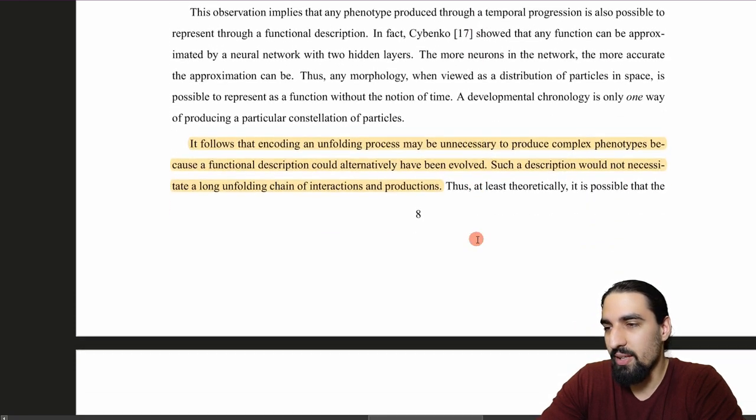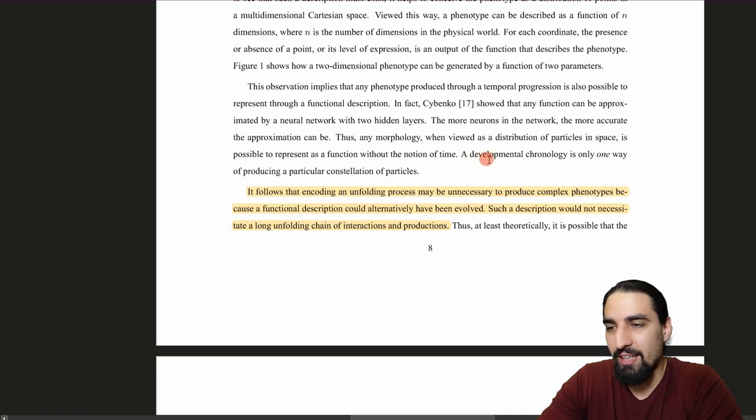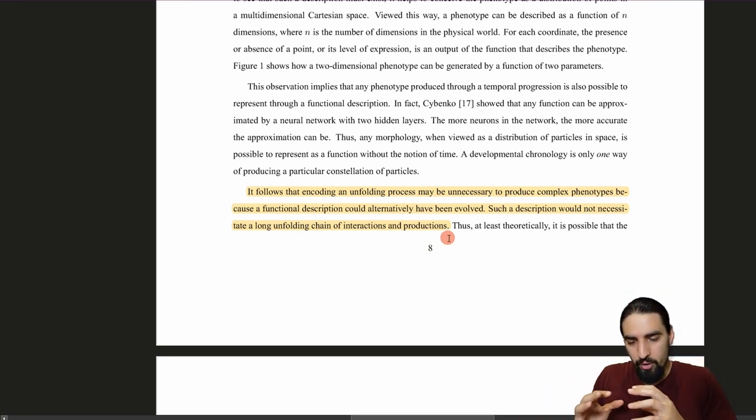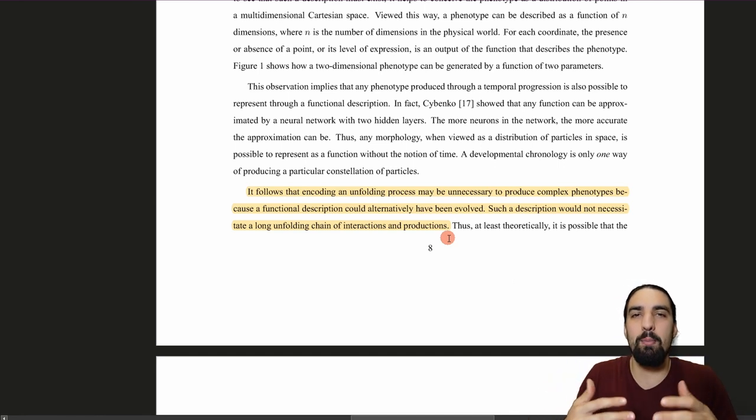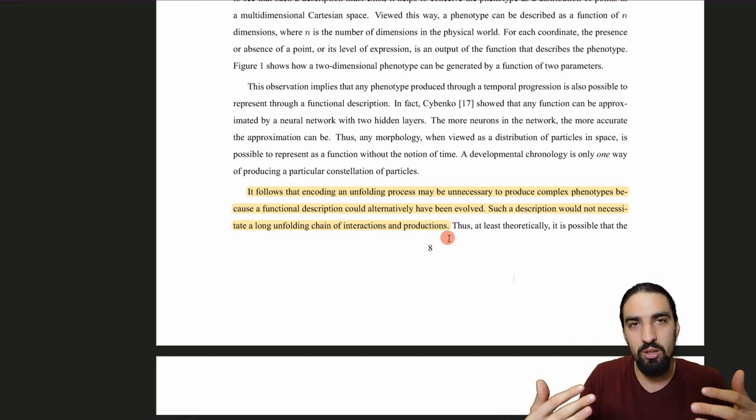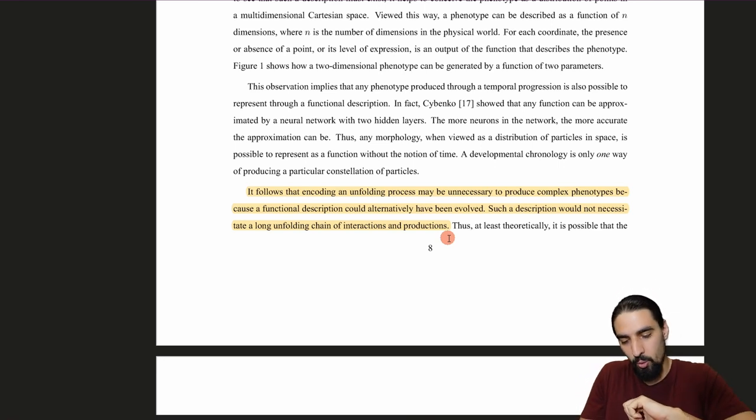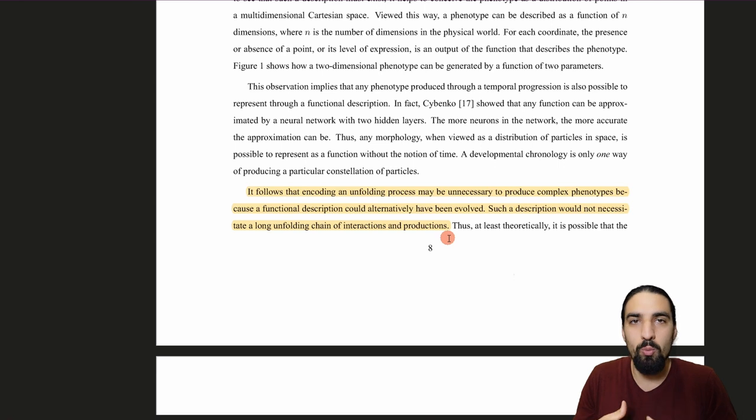Basically they say here that a developmental chronology is only one way of producing a particular constellation of particles. It follows that the encoding and unfolding process may be unnecessary to produce complex phenotypes, because a functional description could alternatively have been evolved. Such a description would not necessitate a long unfolding chain of interactions and productions. So the reasoning is, why simulate every single intermediate step when what we care about is the actual phenotype? And if you could capture the whole development inside of a function, why not do just that?